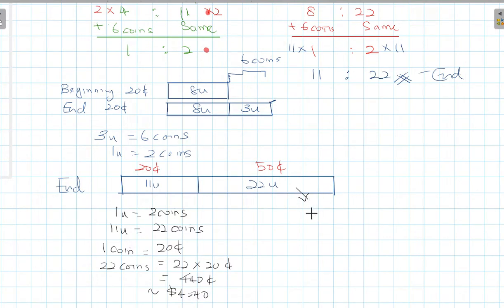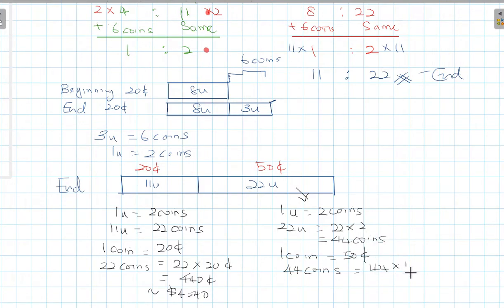This side also, 1 unit equals 2 coins. 22 units will equal 22 times 2 equals 44 coins. But this time 1 coin is 50 cents. Then 44 coins will be 44 times 50 equals 2,200 cents, which equals $22.